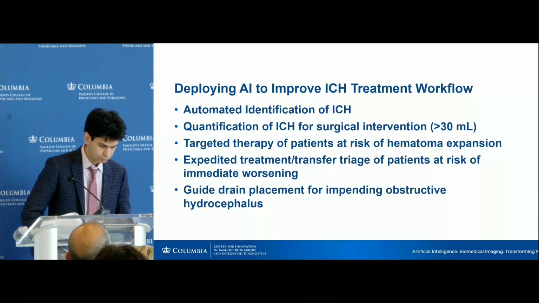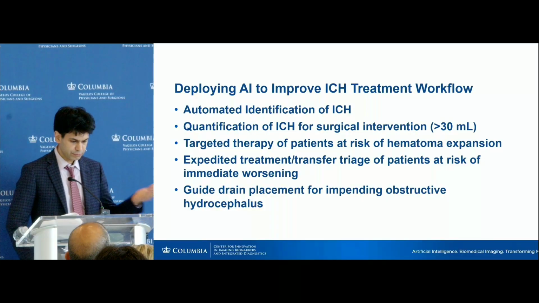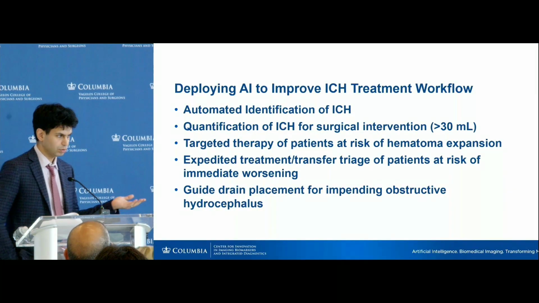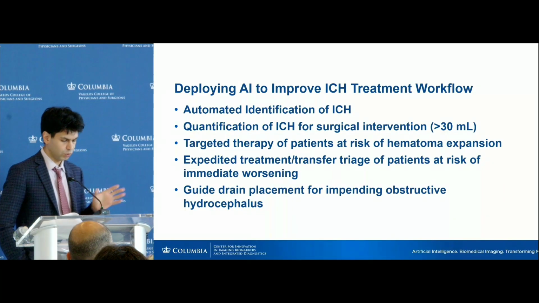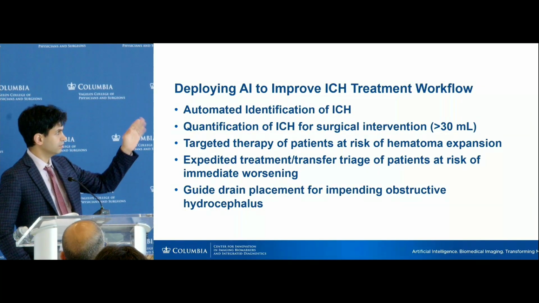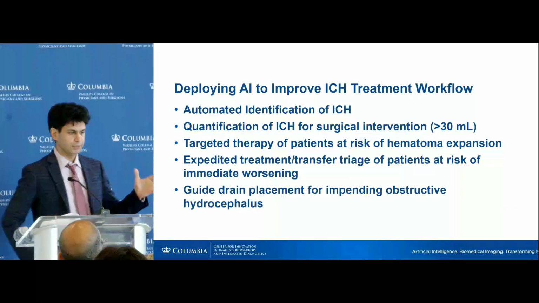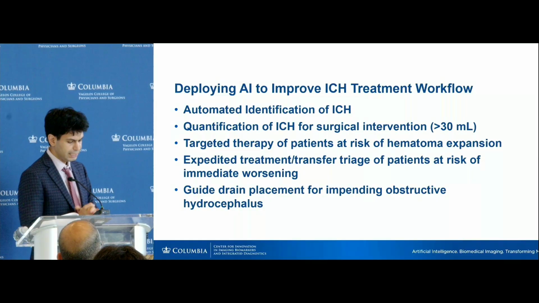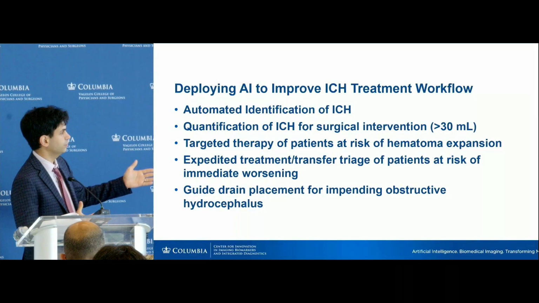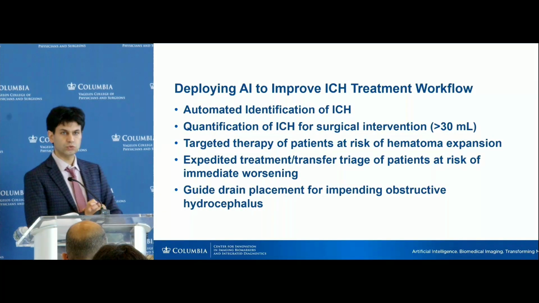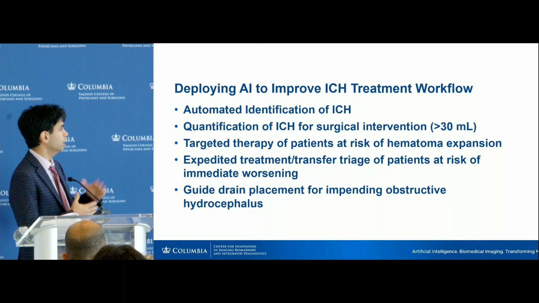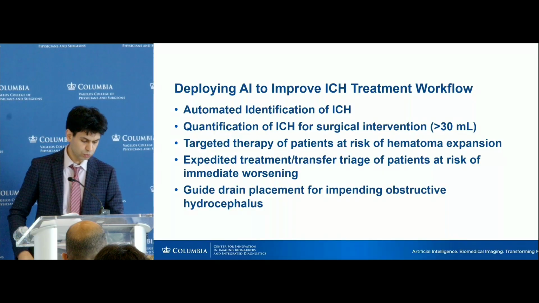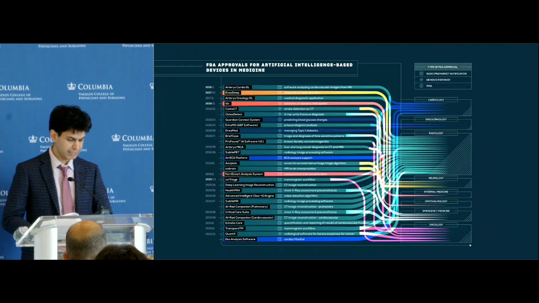So where are we going next in terms of hemorrhagic stroke? Automated identification of ICH: there are commercial products for this. We can quantify ICH. This is important because 30 ml is right now the criterion for doing intervention and evacuation. And the area of active research for my lab is to identify patients who are at risk of hematoma expansion, finding those who are at risk of neurological deterioration, and also those who would benefit from drain placement.